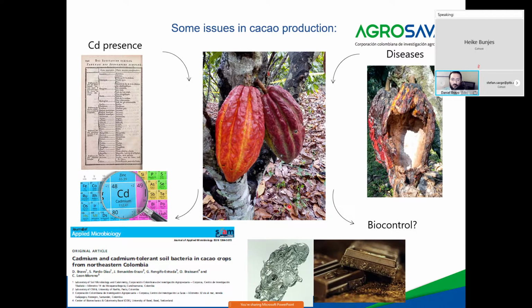So that is the difficulty, and the other thing is the cacao plants have been classified as hyperaccumulators of cadmium, mainly among other heavy metals. So that is a big concern here in Colombia. And another one is the diseases caused by specific fungi, opportunistic fungi specifically. Interestingly, there are some ways to control these with good regulators or biological regulators such as Trichoderma and Bacillus.